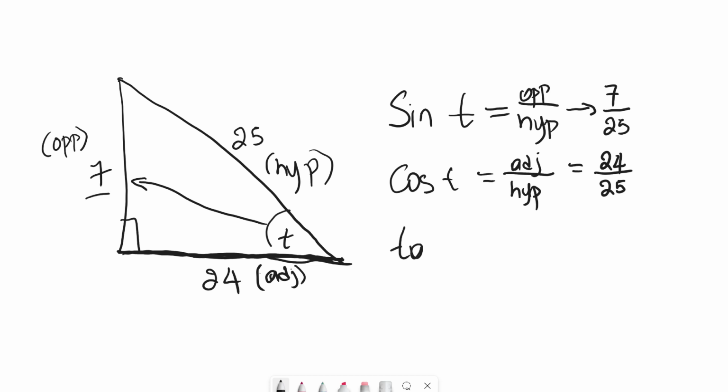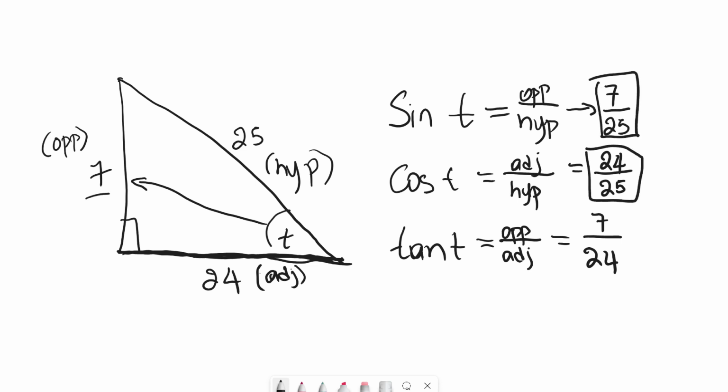And lastly, tan of T. Tan is opposite over adjacent. So that's my opposite side, which is 7, over my adjacent side, which is 24. And that would be my ratios. Okay?